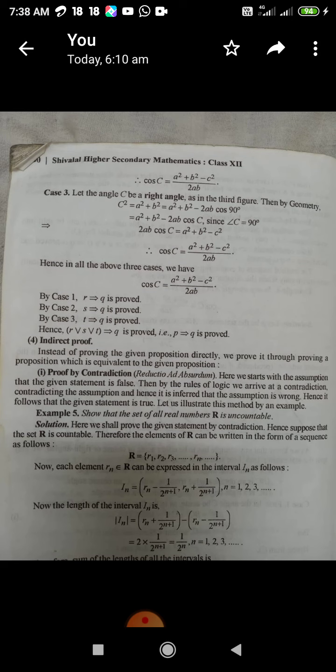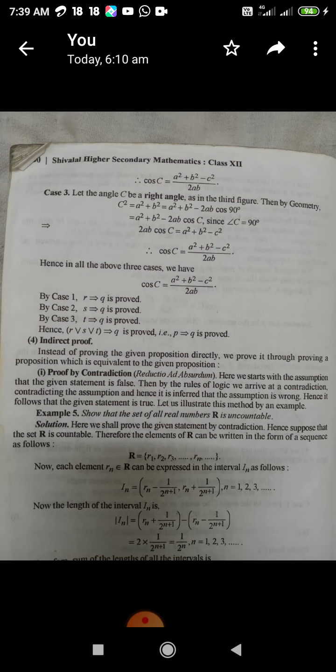Similarly, case third, let the angle C be right angled as in the third figure, then by the geometry c square is equal to a square plus b square minus 2ab cos 90 degree. So this is equal to a square plus b square minus 2ab cos C. Since angle C is equal to 90 degree, hence 2ab cos C is equal to a square plus b square minus c square. So cos C is equal to a square plus b square minus c square upon 2ab.